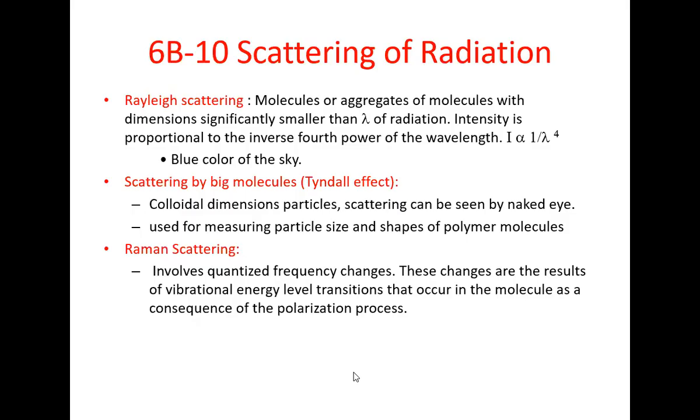These changes are the results of vibrational energy transitions that occur in the molecule as a consequence of a polarization process. You shift the electrons around the molecules. That's what the scattering of the light involves. So it's a polarizability. When you hear of infrared, the keyword is changes in what?